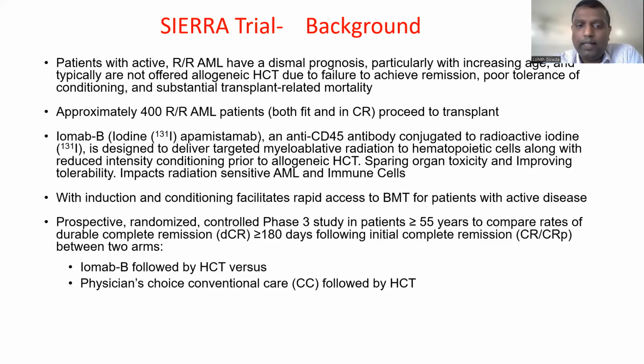So this was a prospective randomized phase 3 study exclusively for patients greater than 55, to compare rates of durable complete remissions lasting greater than 180 days following initial complete remission between the two arms. The study randomized IMAP followed by transplant versus physician's choice of conventional care followed by transplant. And physician's choice included more than 20 different drugs that reflect contemporary practice, including BCL2 inhibitors, FLT3 inhibitors, etc.